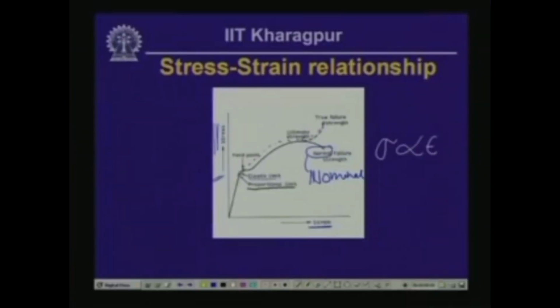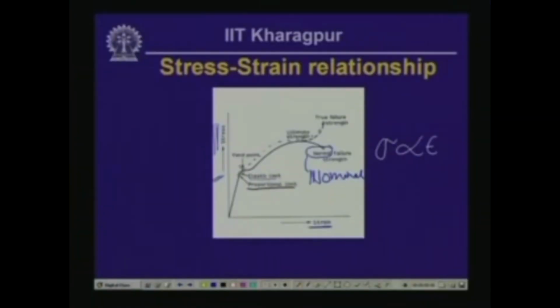But beyond the elastic limit, if we apply the load and then release the load, the specimen does not come back to its original state, and some amount of deformation is permanently set within the body, and that is what we call permanent set.